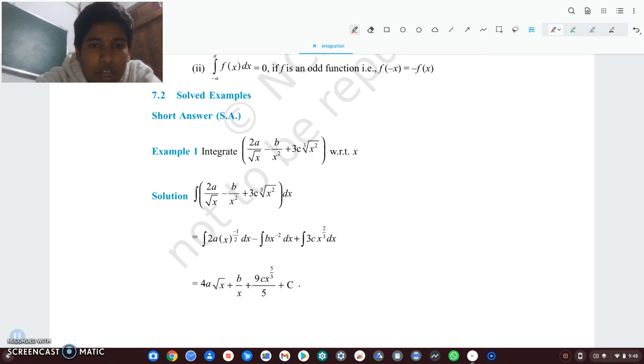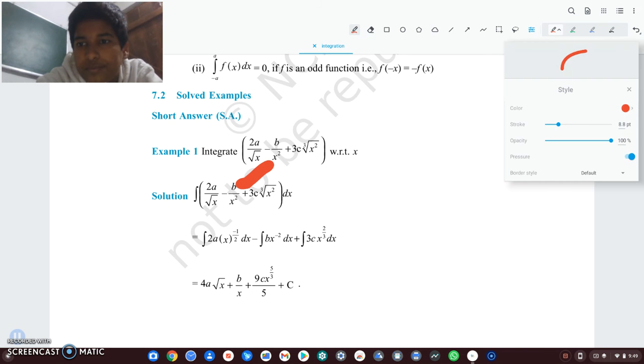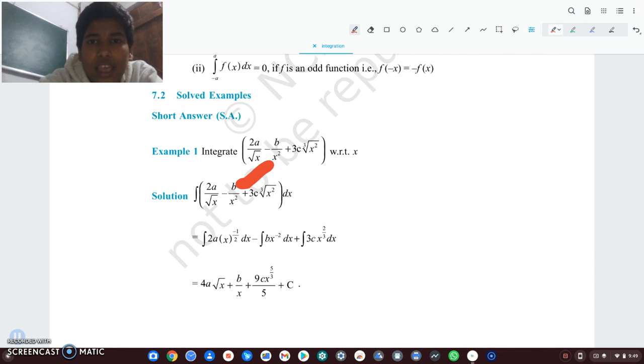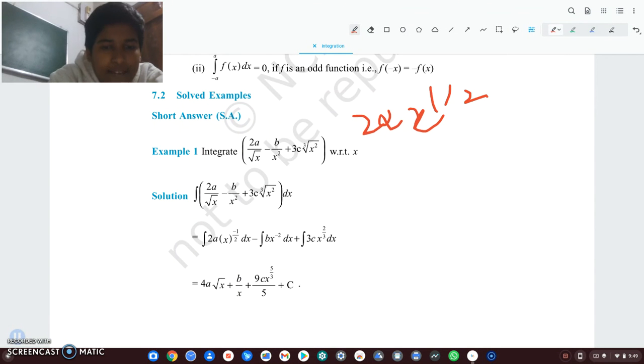So now we can separate in integration. If we are able to separate it, we start with 2a upon root x. What would that be? 2a upon root x can be written as 2a into x raised to the power of 1 upon 2. In integration, we can separate terms. If it is integration of a plus x dx, then we can separate it and write it as integration a dx plus integration x dx. Okay, so that we can do.